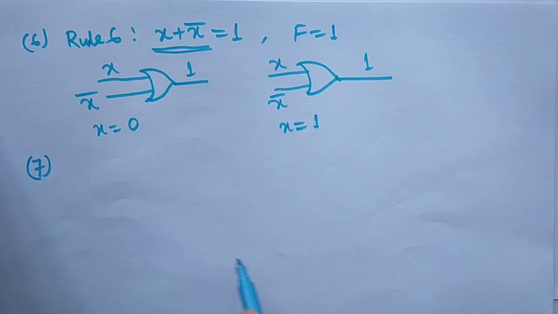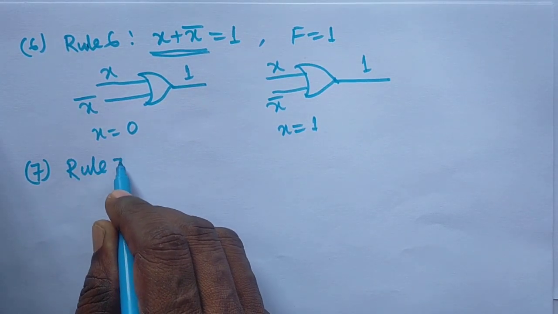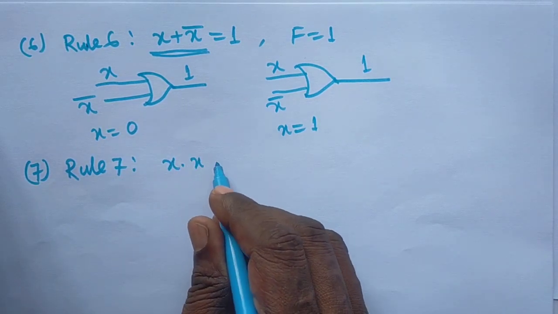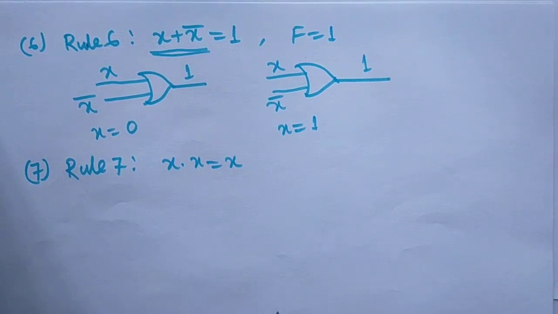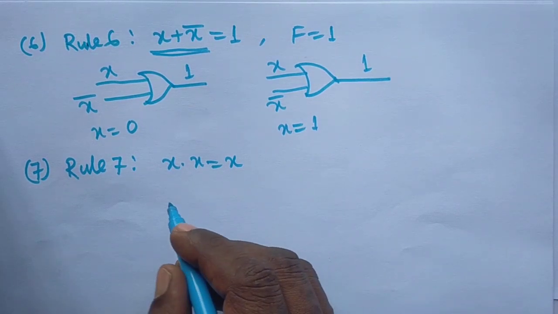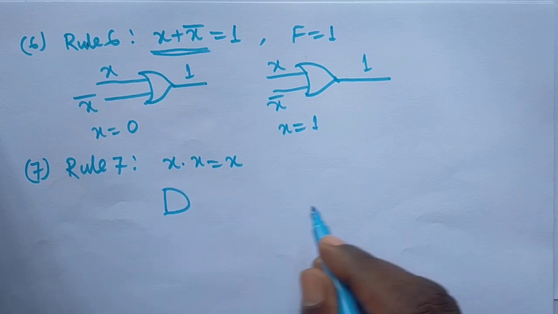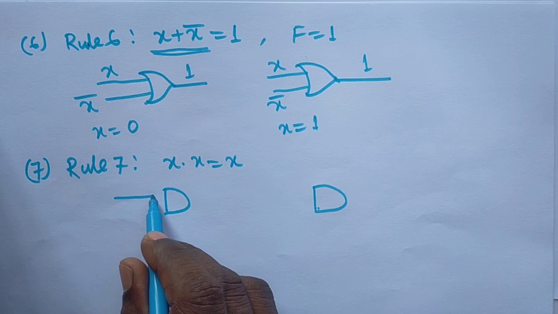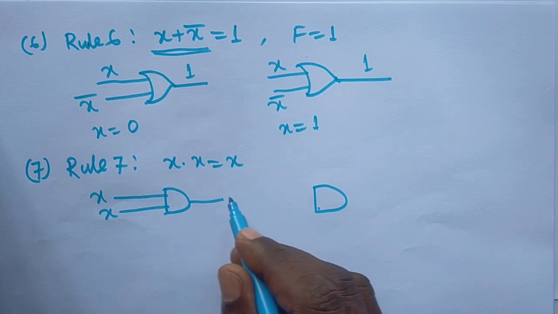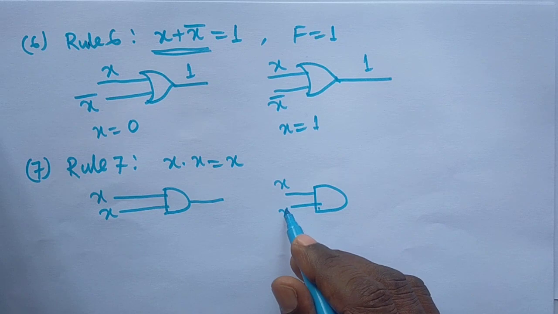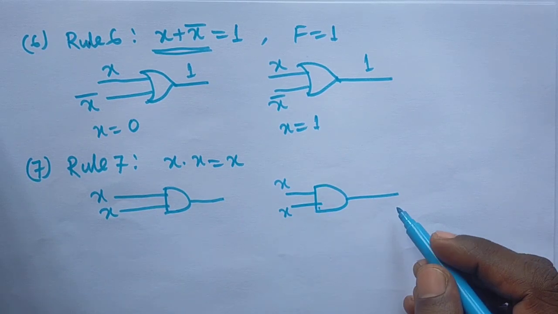Similarly, we can take another rule, rule 7: x dot x is equal to x. How? You see, here we will consider an AND gate. Same concept we define. One input is x, another x we can take, no problem. Here also x, here x. Actually they are two different inputs, but we put the same x directly, doesn't matter.